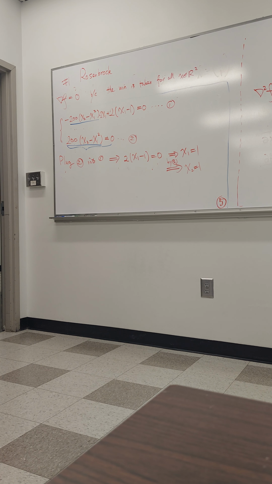So now let's take this term, that is, the partial x2 of whatever is here. So we have minus 400 x2 x1 plus 400 x1 cubed plus 2x1 minus 2. Again, we take the derivative with respect to x2 and treat x1 as a constant. So the first term is minus 400 x1, and all the rest of the terms have nothing to do with x2, so it's just this one.